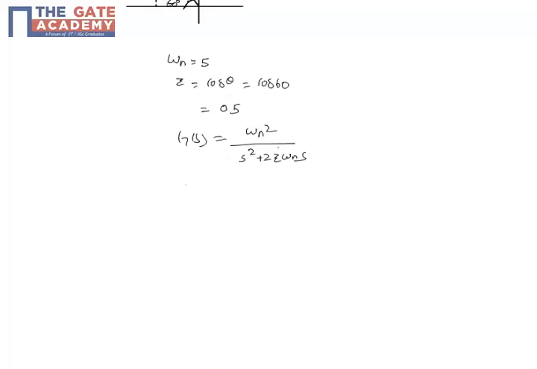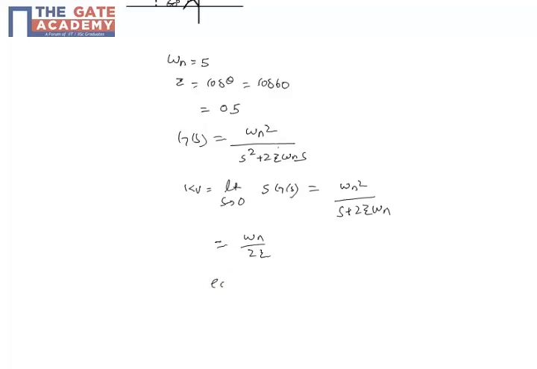Okay, now kV is equal to limit s tends to 0 of s into G of s, so that will be omega n square divided by s times (s plus 2 zeta omega n), where the s in the denominator gets cancelled, so it will be omega n square divided by s plus 2 zeta omega n. Now applying s equal to 0, we get omega n divided by 2 zeta.